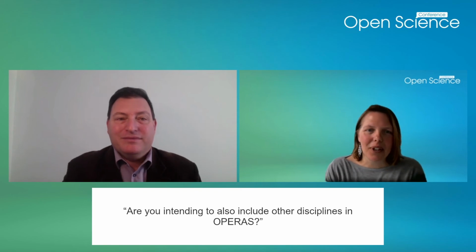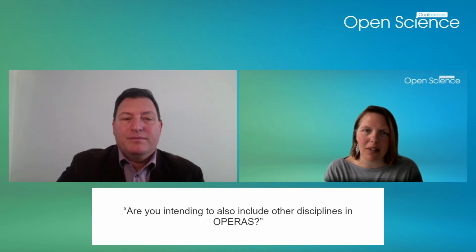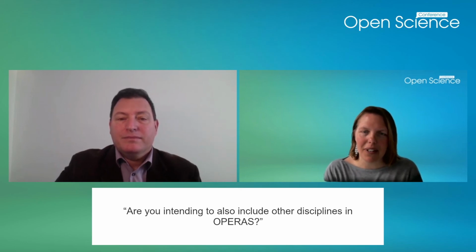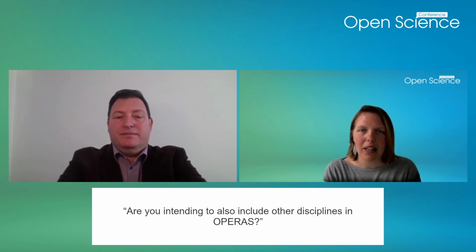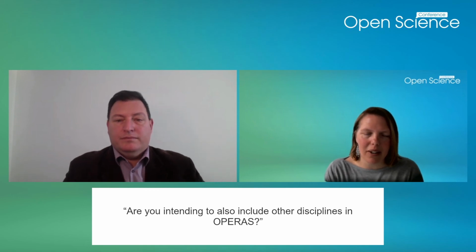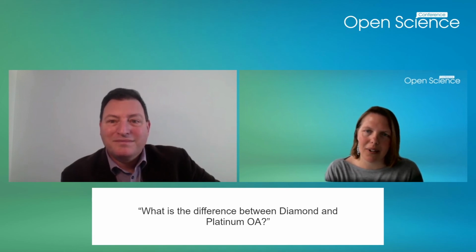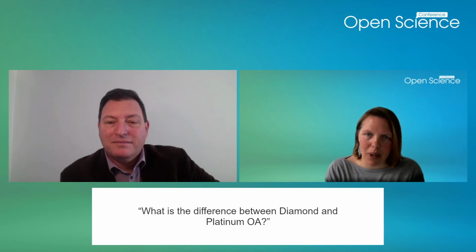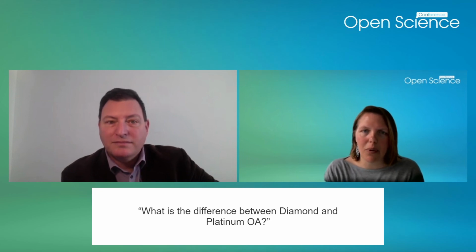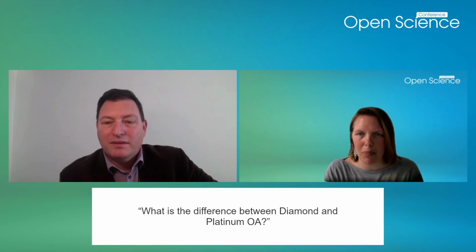Yeah, sure. So the second question is, are you intending to also include other disciplines in OPRAS? That's a question we always have, from very different kinds of people: funders, researchers, and so on. And the answer is no for the moment, because we don't know the other communities, so it wouldn't be fair to say that we can address other scientific domains. This is why we are focused on social science and humanities, but we are working with other organizations in other scientific domains in order to contribute to addressing the challenge for open access publishers.